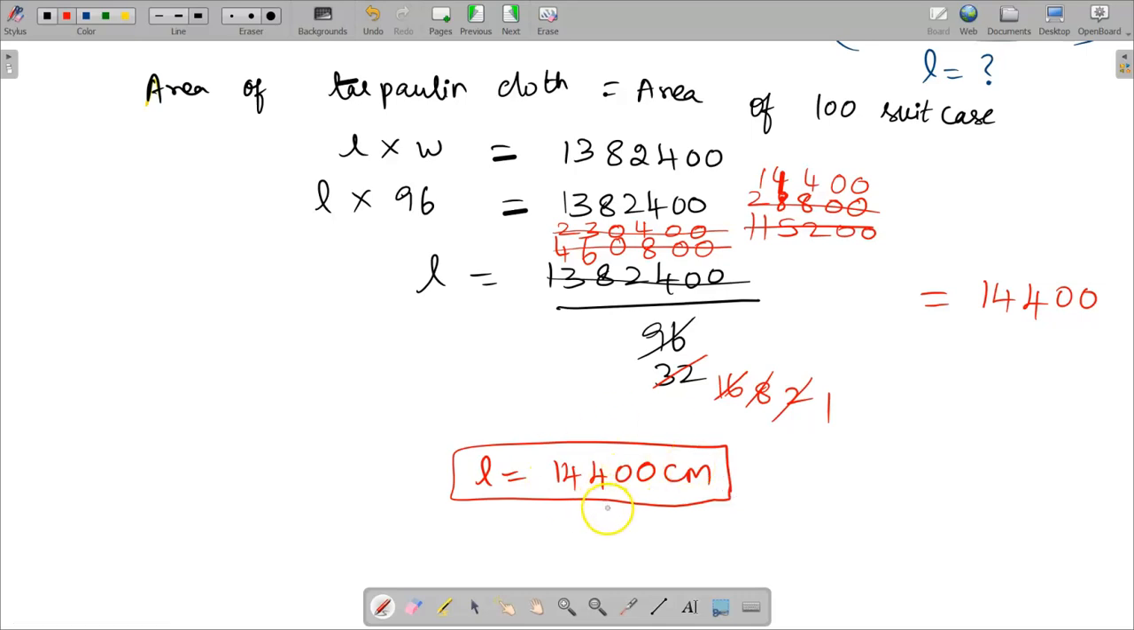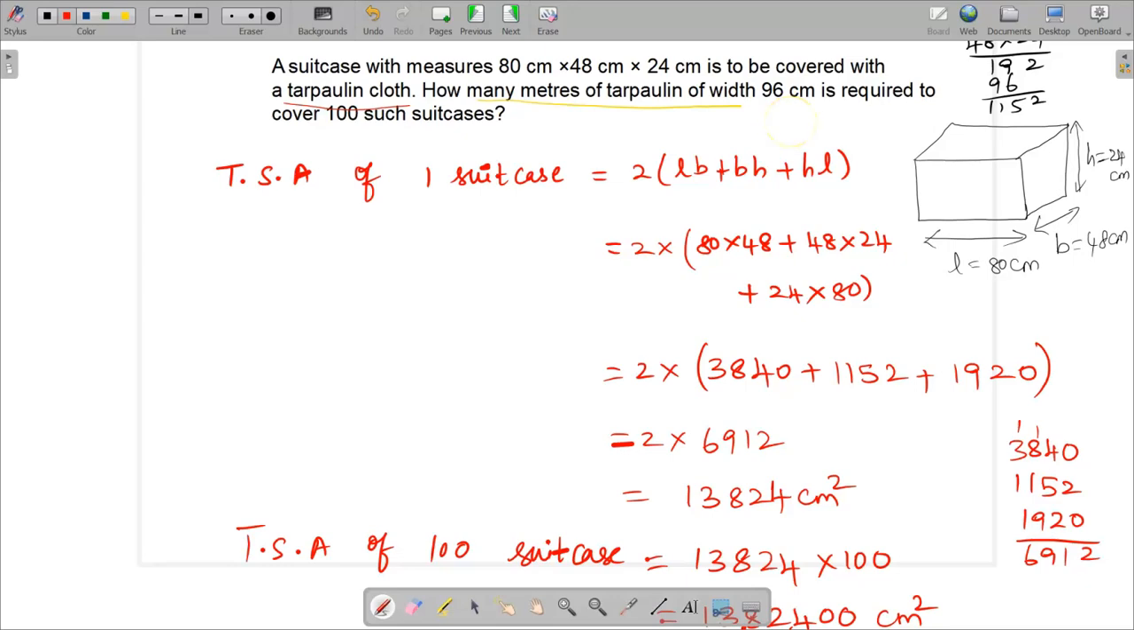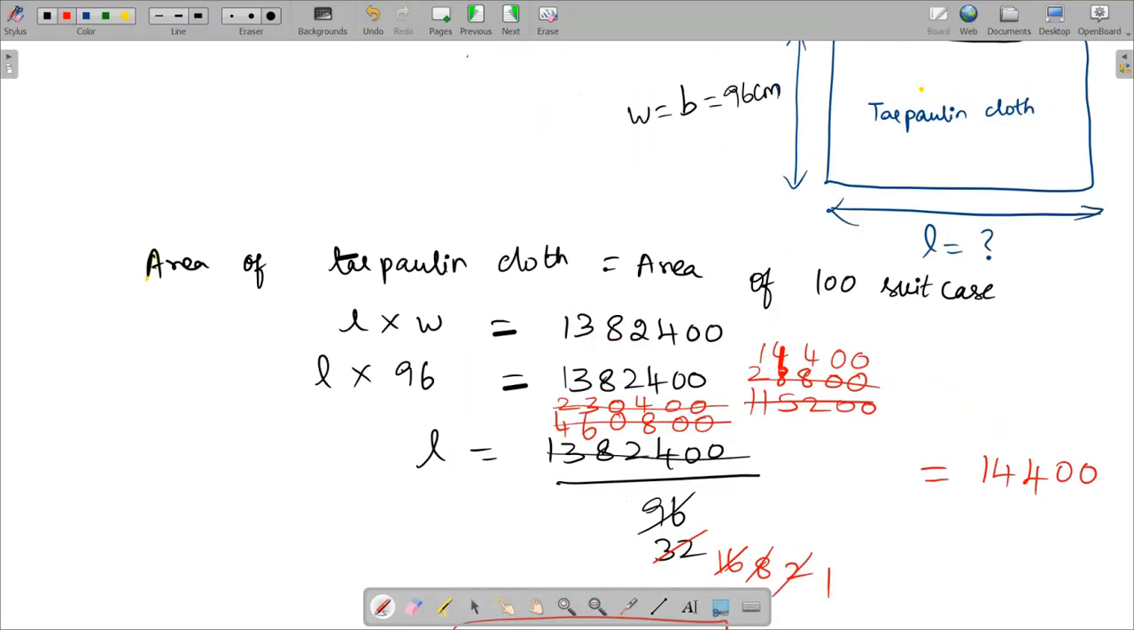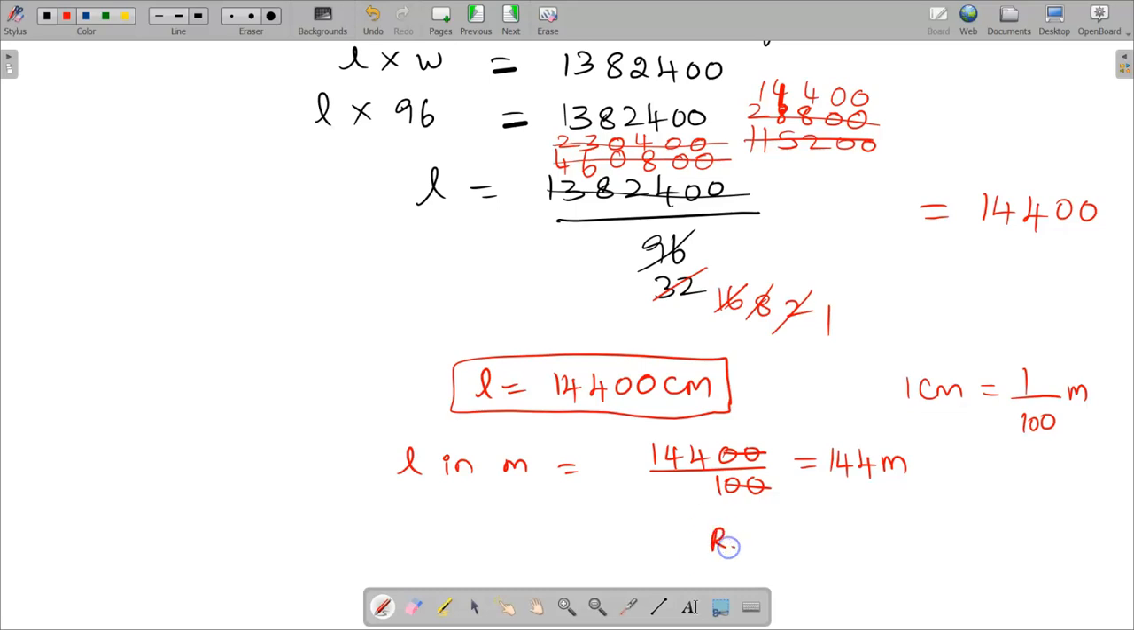But this length should be in meters. In the question they have asked in meters. So we know that 1 centimeter is equal to 1 by 100 meter. So this we have to divide by 100. So length in meter is equal to 14400 divided by 100. So the zeros get cancelled, and it is 144 meter. What they are asking is how many meters of tarpaulin of width 96 centimeter is required. So the required length is 144 meter. Okay, so the final answer is 144 meter.